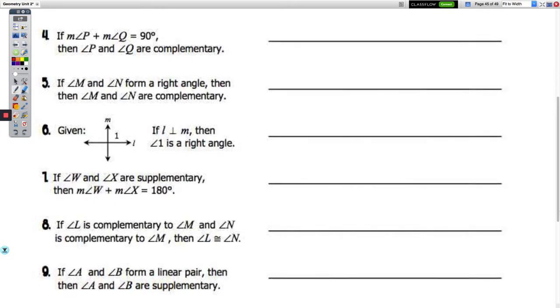On number 4, it says if the measure of angle P plus the measure of angle Q is equal to 90 degrees, then angle P and angle Q are complementary. This is the definition of complementary angles. Number 5, if angle M and angle N form a right angle, then we can know that angle M and angle N are complementary. This is the complement theorem.